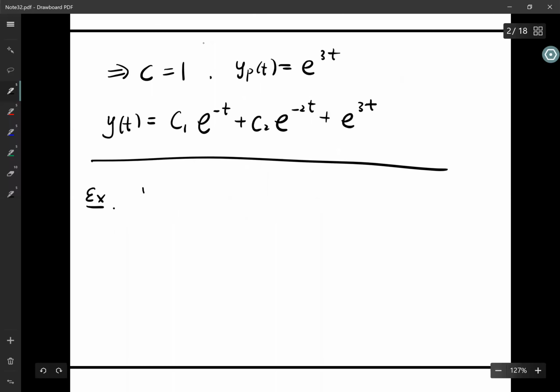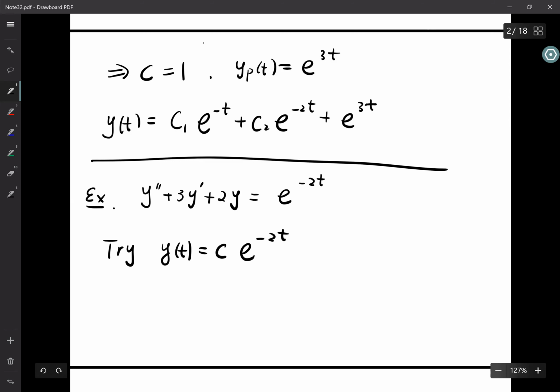Let's look at another example. Exactly the same left-hand side, but the right-hand side is changed to exponential minus 2t. Say, okay, this is easy. Try y(t) equals c exponential minus 2t. And we just throw that into the equation and try to see whether the right-hand side will be there.